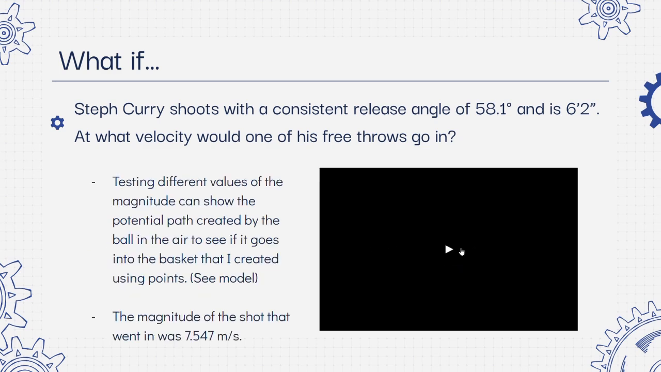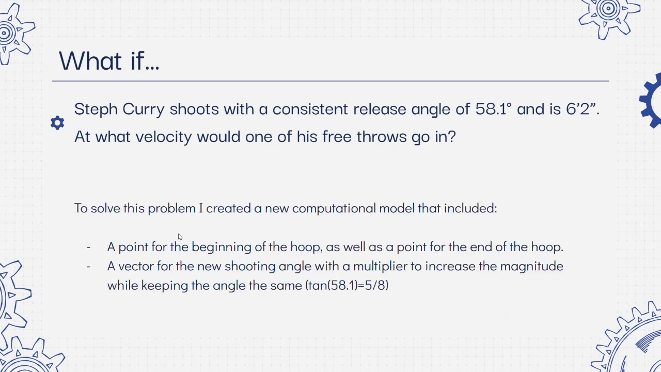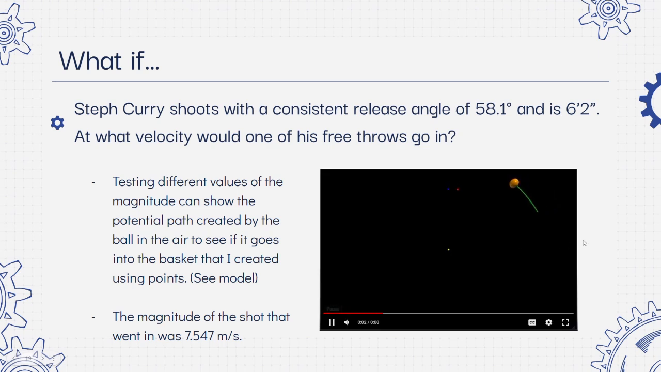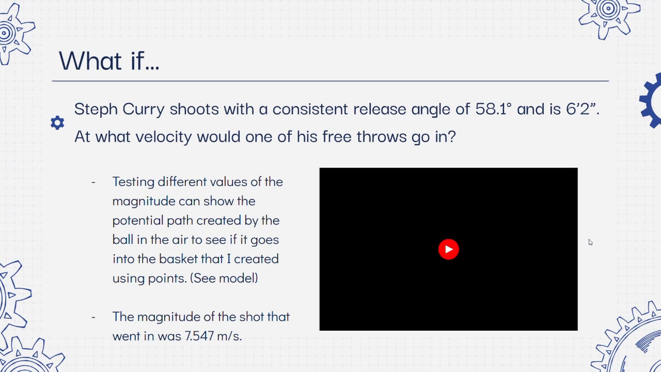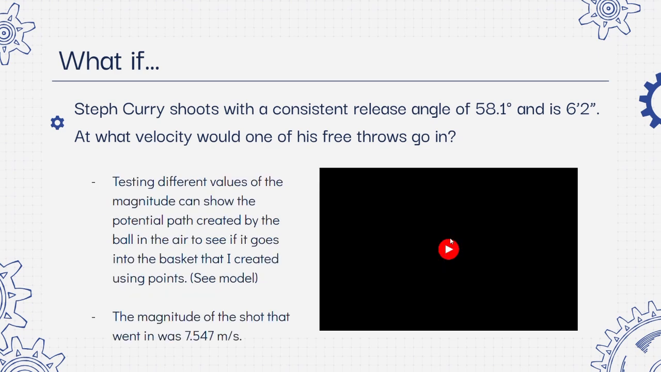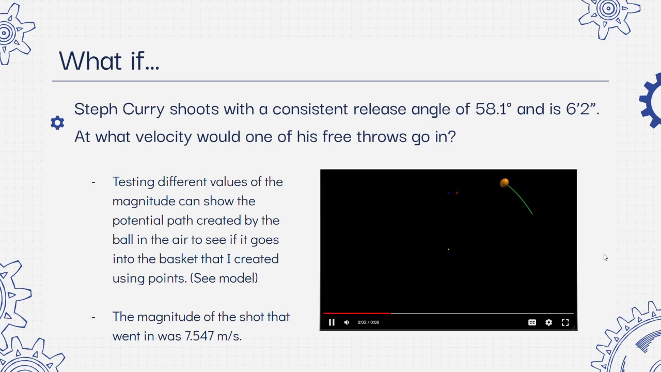Then putting all that information into a new graph, I also made a basket out of 2 points. So the blue point, as you can see here, is sort of the backboard, and the red point is the beginning of the hoop. As we can see, that path would lead to the ball going into the basket. And I also created a system where I could change the velocity of the ball very easily. So this magnitude ended up being 7.547, and as we can see from the path, it goes into the hoop.